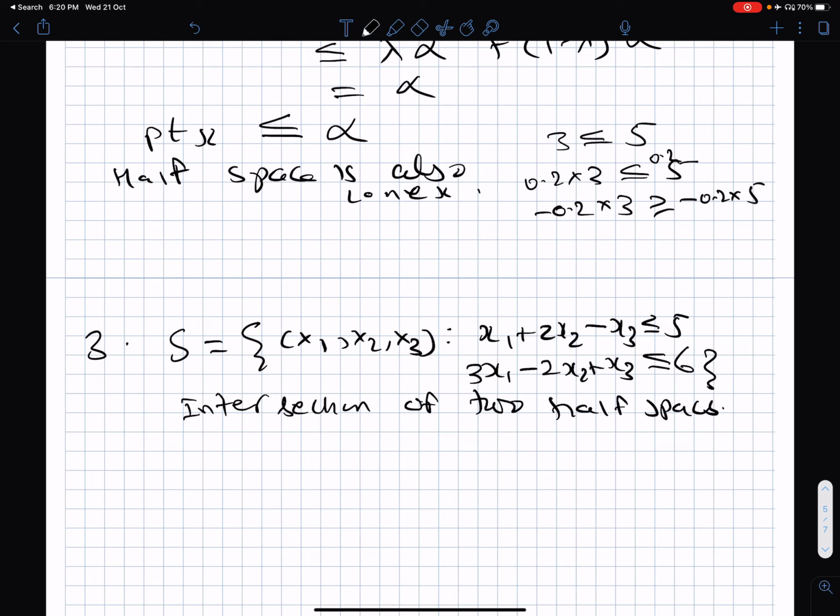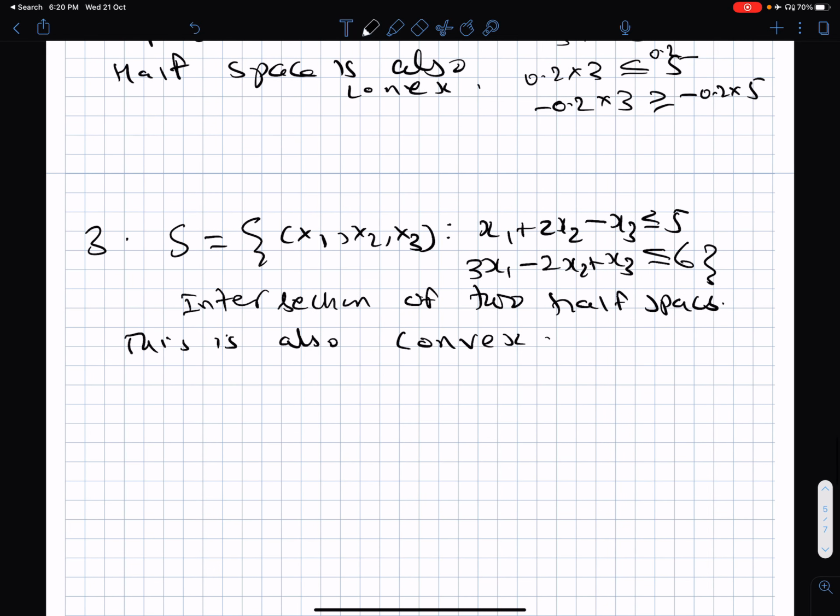Okay. So this is also convex. Why? Because you see, suppose I take x hat from set S, x bar from set S, then first one, let's call this normal as P1, then I will get P1 transpose x bar less than or equal to alpha 1, where alpha 1 here is 5, alpha 2 is 6.